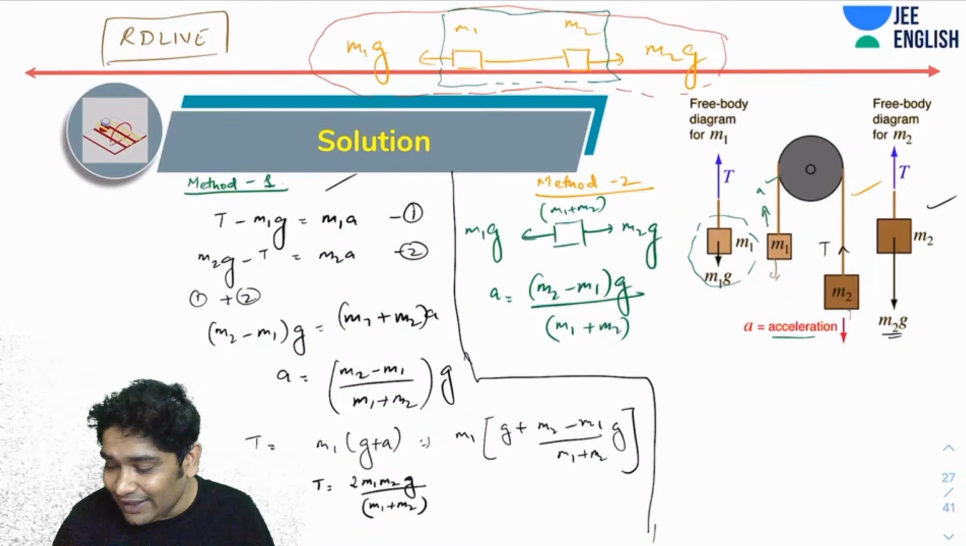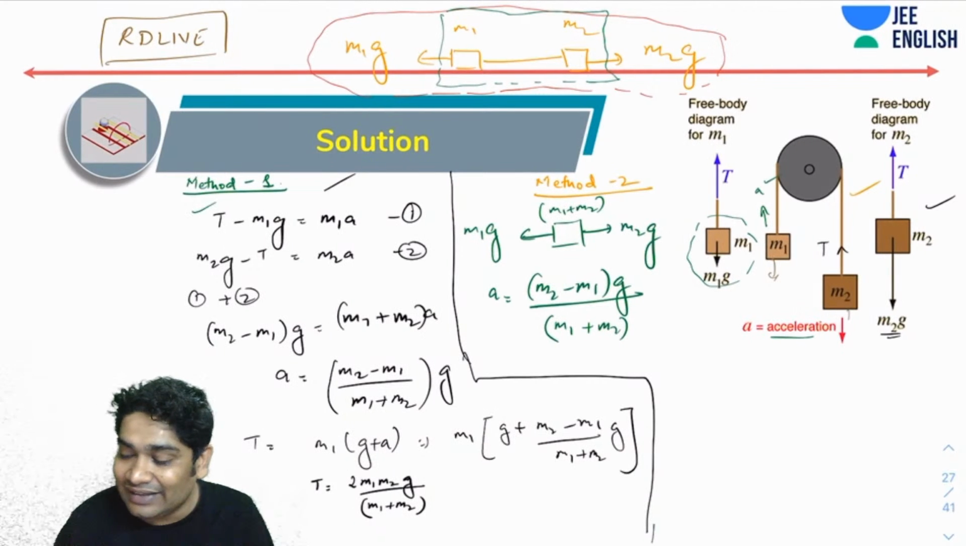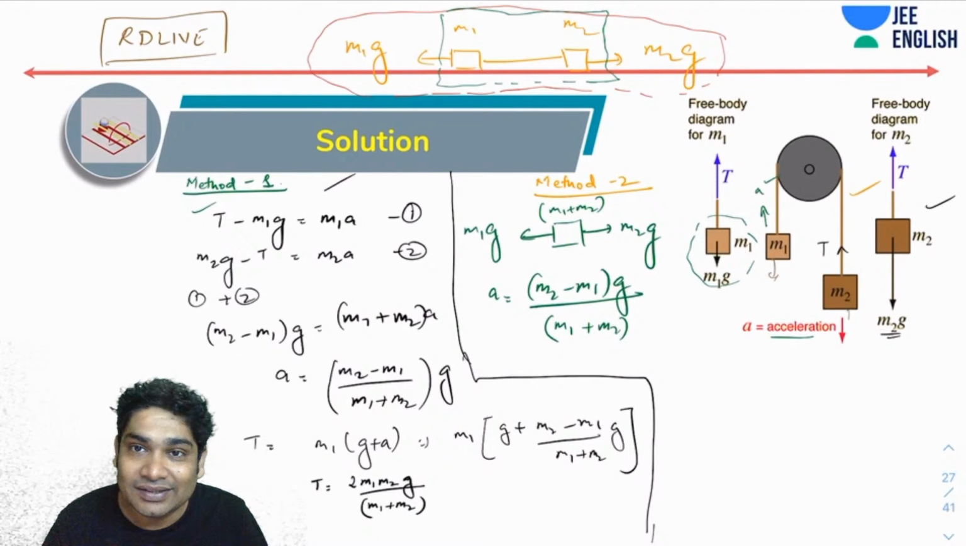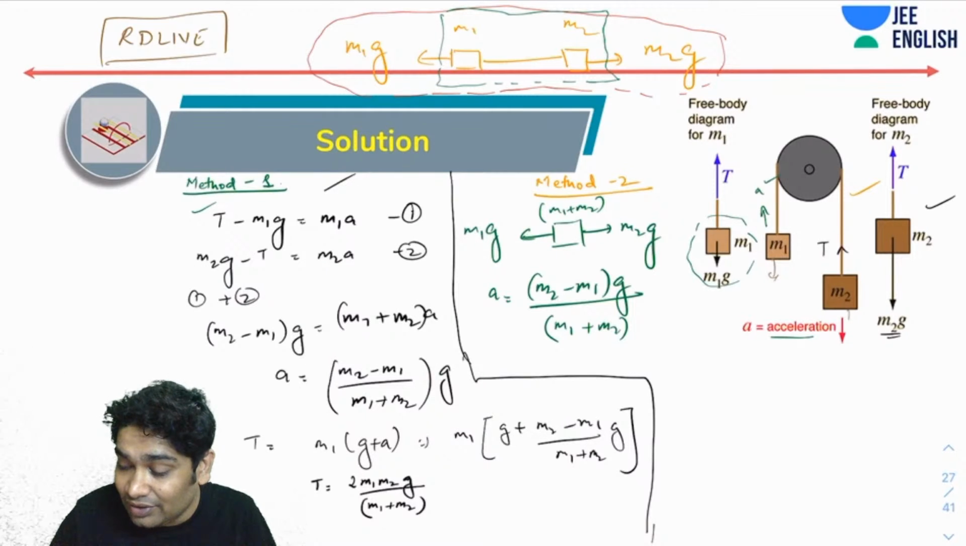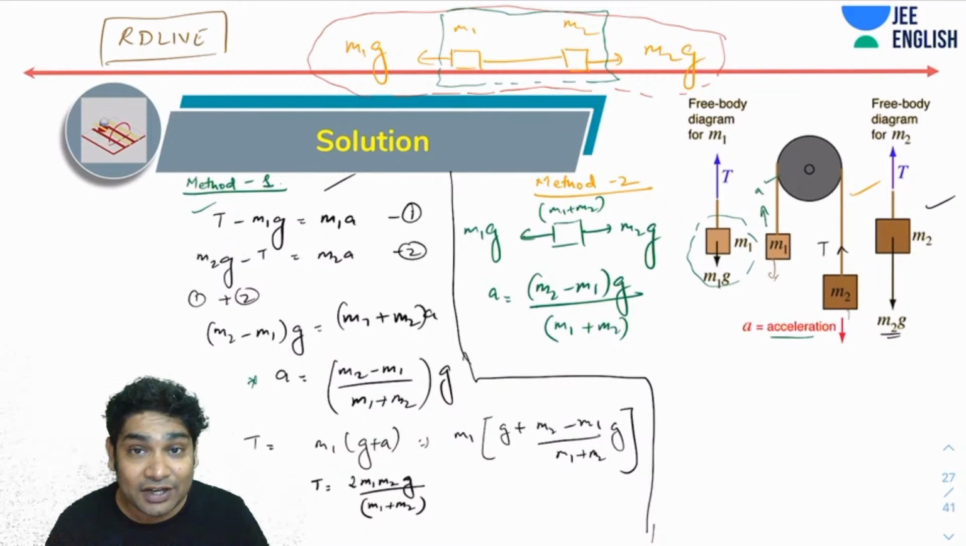Now, of course, for T also, you could have written this equation and then substituted the value of a here. So that would still remain the same. But a you are getting in a single line. And here you got your a in this step. So that is the advantage of this.